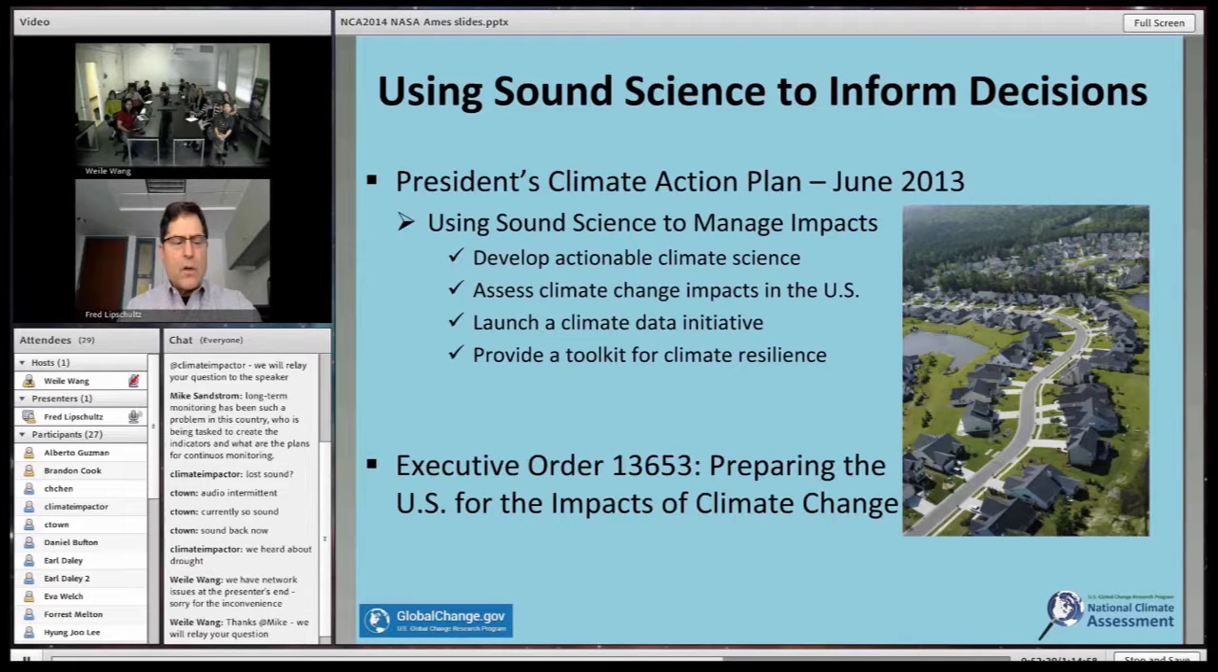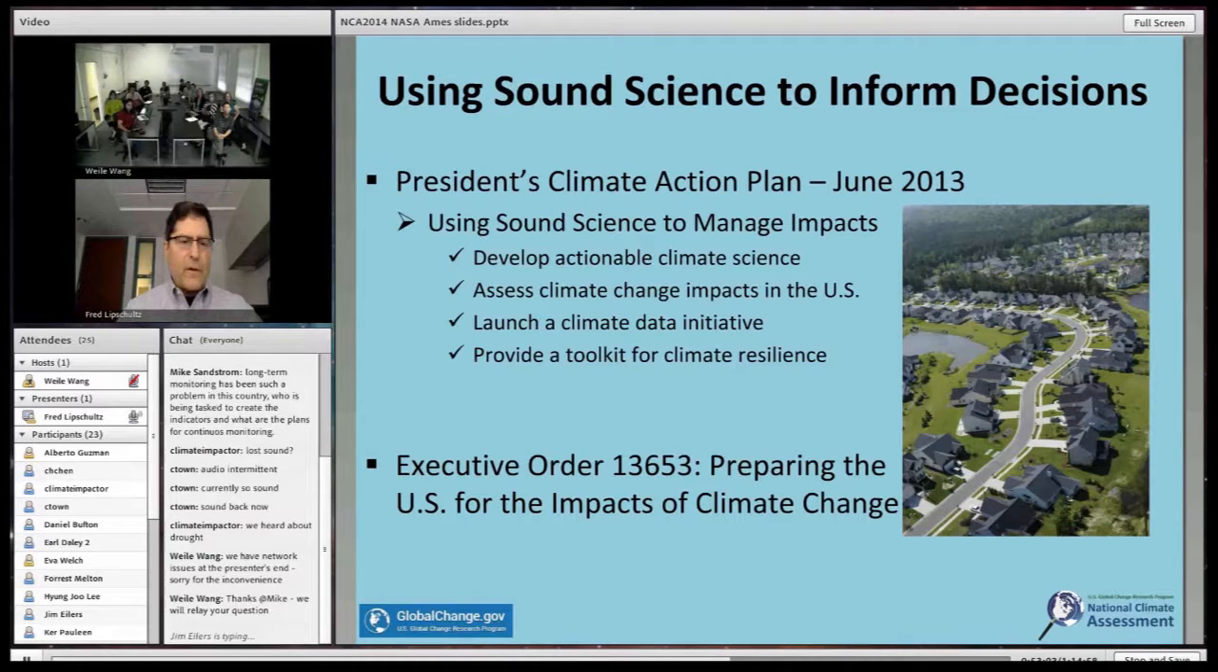So moving on to using climate information from the report and other components within USGCRP, the President's Climate Action Plan is really one of our main drivers. The President's plan has been out for about a year now and is really focused on using sound science to manage impacts. There are 4 components shown. Second one, assess climate change impacts in the U.S. Certainly the National Climate Assessment is a major deliverable as part of this plan, and the sustained process to continue producing them is part of that component of the President's plan.